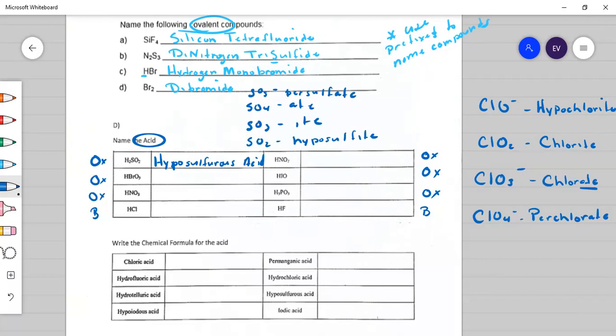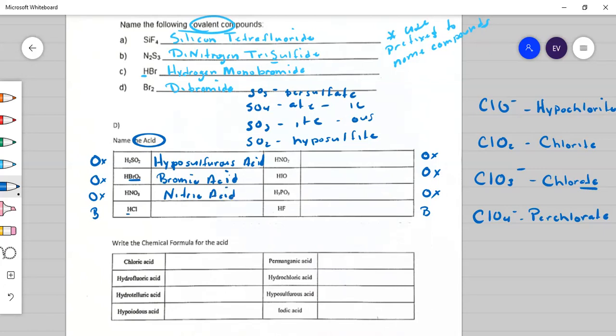If you don't know the rules for naming oxyacids, again, go back and look at my video for naming acids and bases, and you'll understand where I get the ic. Well, I'll just tell you right now. If it ends with ate, you get the ic ending on the acid. If it ends with ite, you get the ous ending. So let's take a look at this. The polyatomic ion here is bromate, so this becomes bromic acid. Nitrate becomes nitric acid.